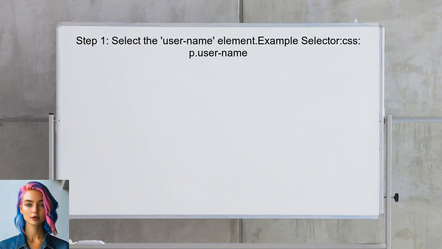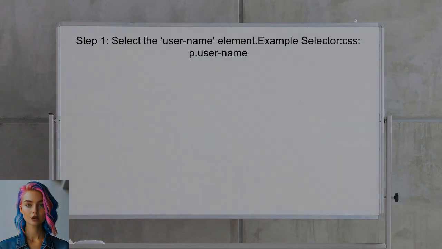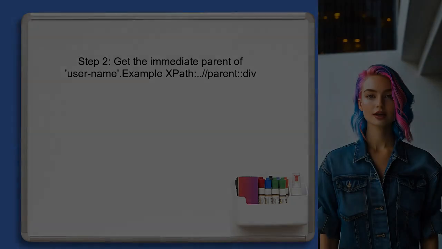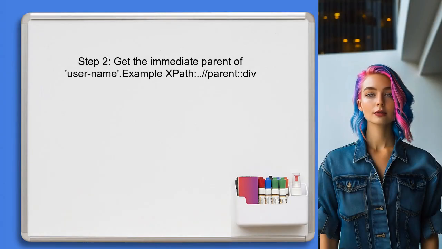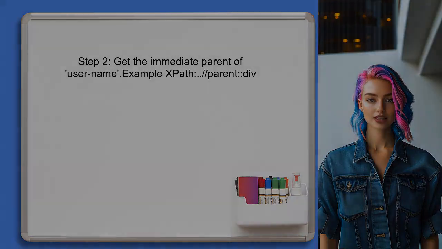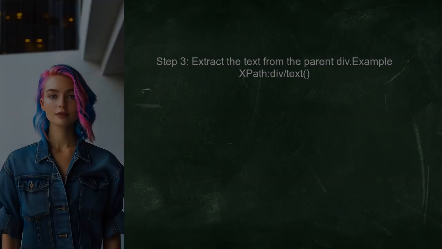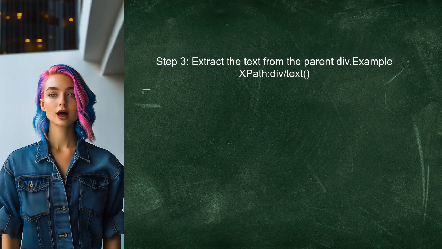They can start by selecting the paragraph with the class username. Next, the user can retrieve the immediate parent of the selected element. In Scrapy, this can be done using the XPath method to navigate up the DOM tree. After obtaining the parent element, the user can extract the text data they want. This involves accessing the text node of the parent div.